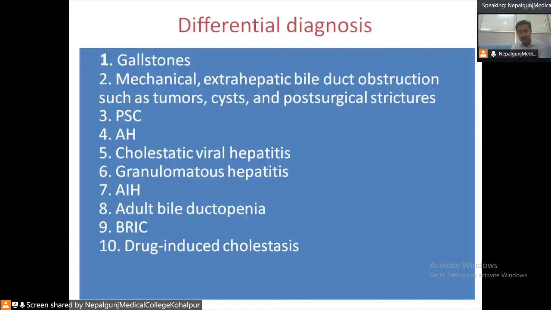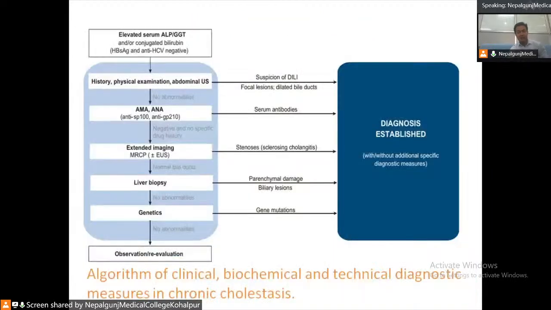There are certain liver diseases, there are drugs, and there are autoimmune diseases. So these are the differential diagnoses. At least you have to rule out these differential diagnoses by history, examination, and investigations. So this is the algorithm for diagnosis.